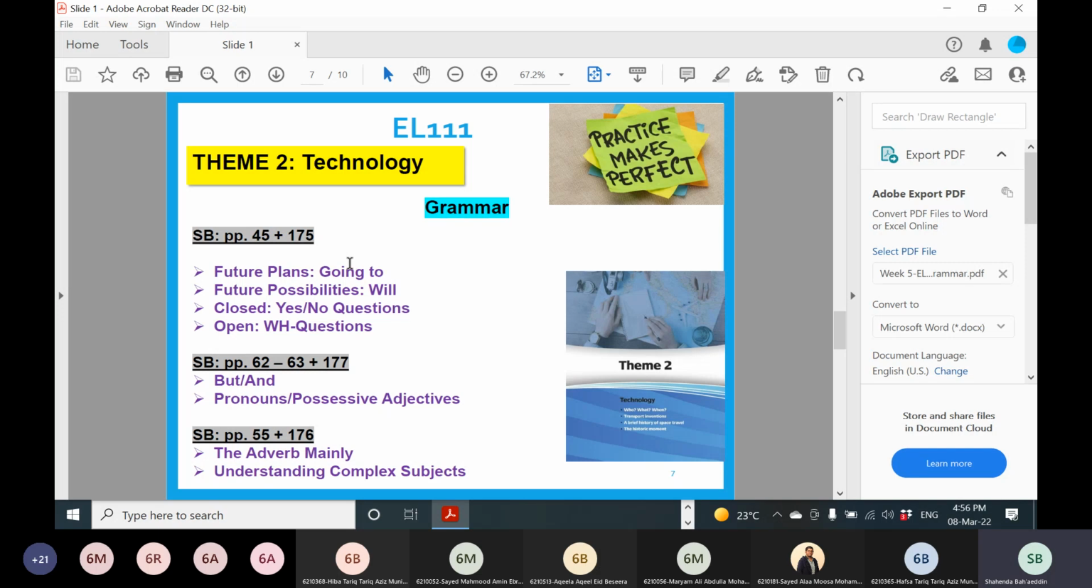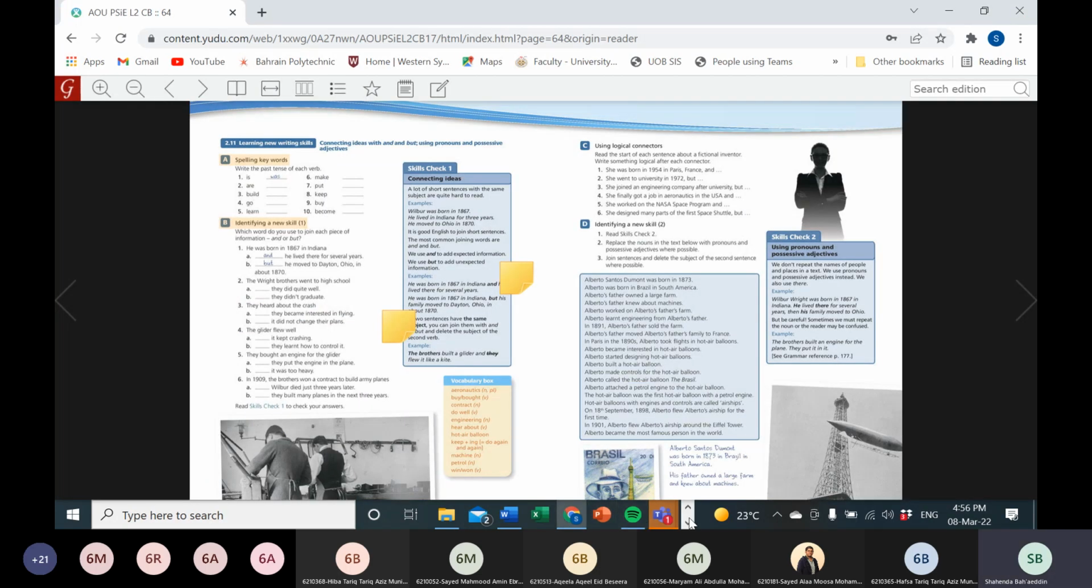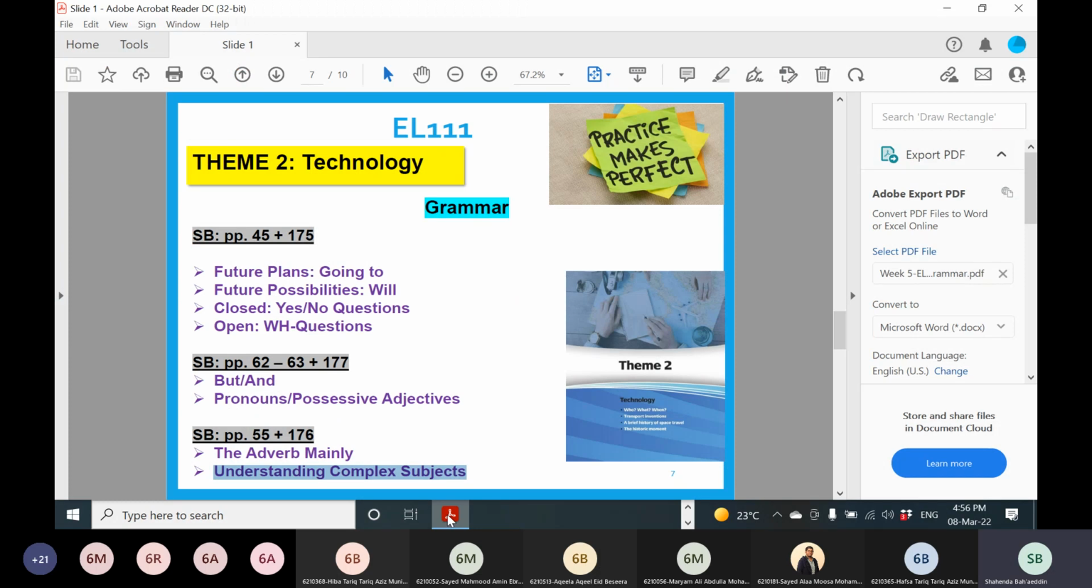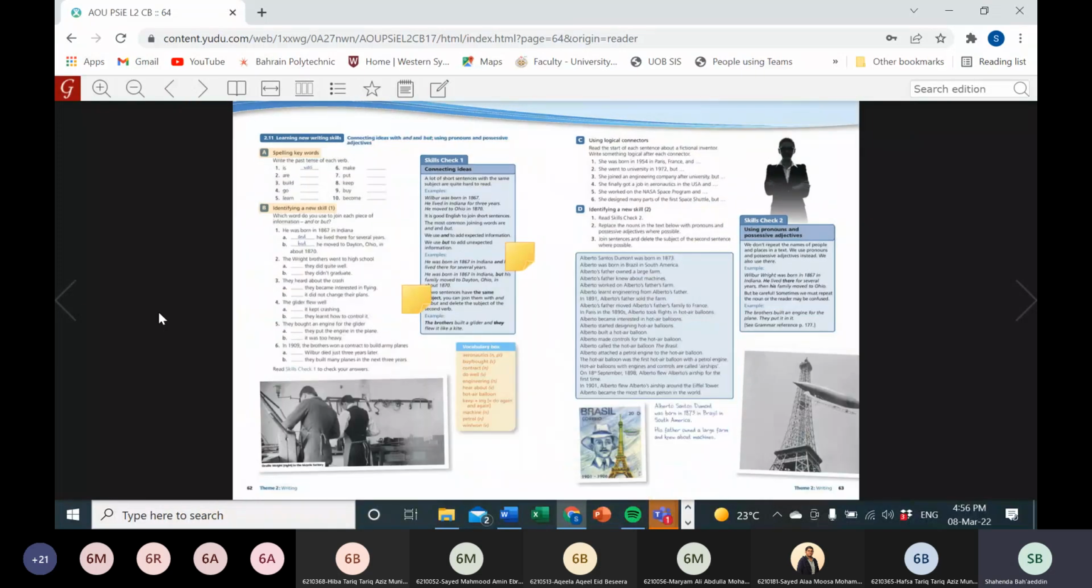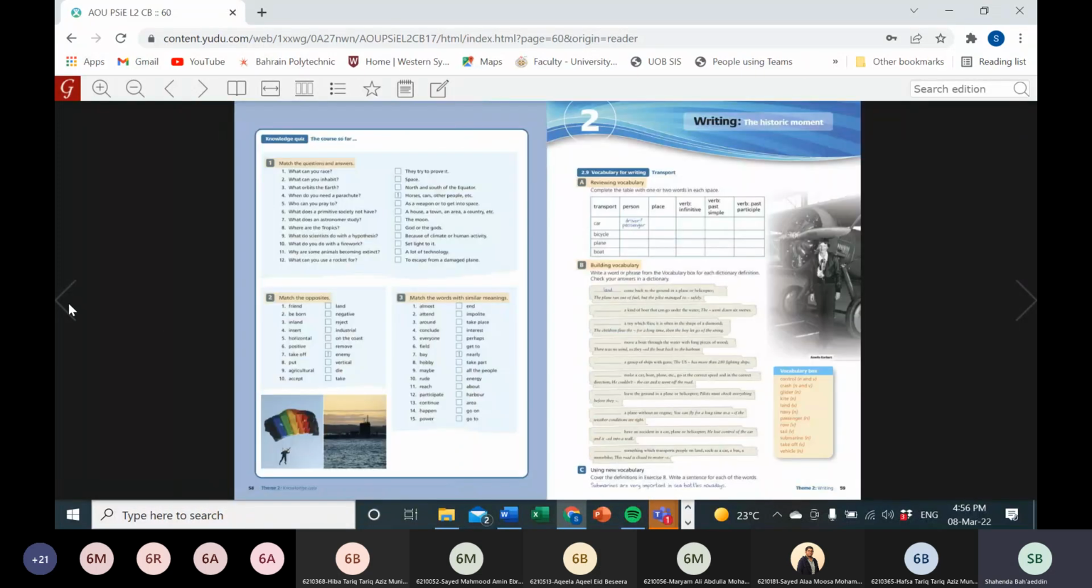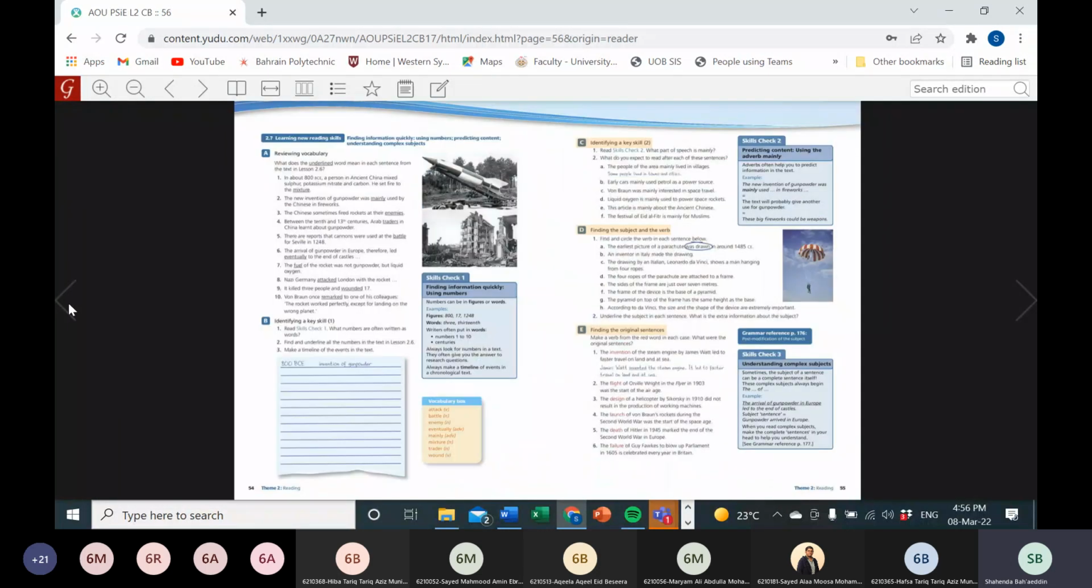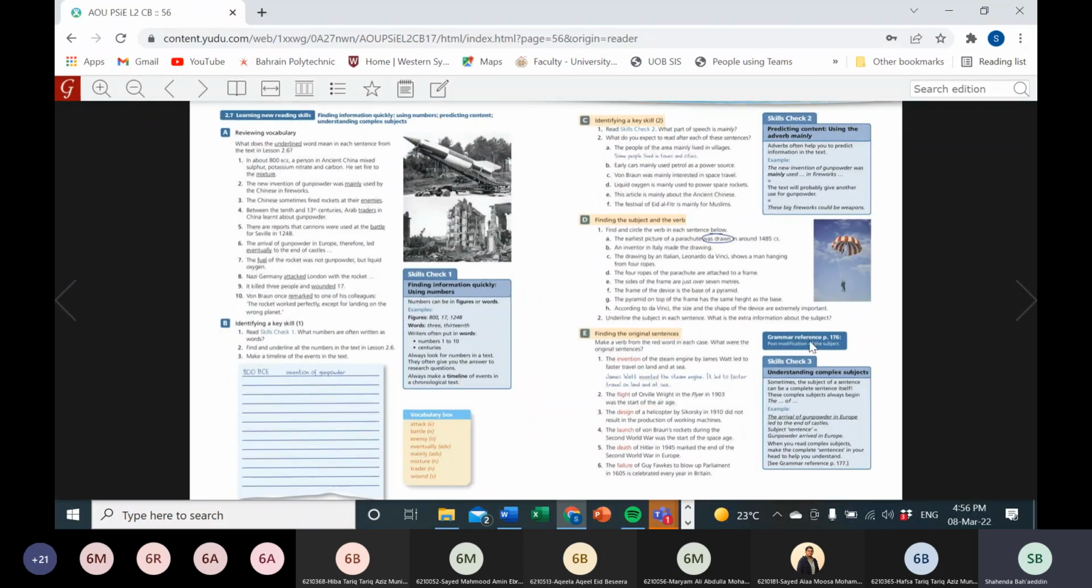So you will need to study these for your quiz as well. The ones that I didn't do with you, the understanding complex adjectives. Only this I didn't do. It's easy. We can just have a quick look at it. Which page is it? Page 55. Yes, it is with the adverb mainly. So let us go to page 55.